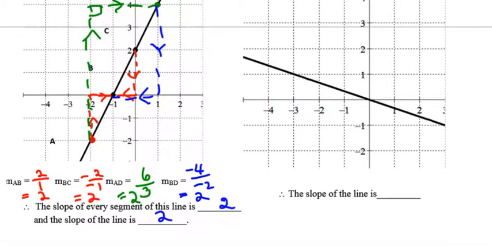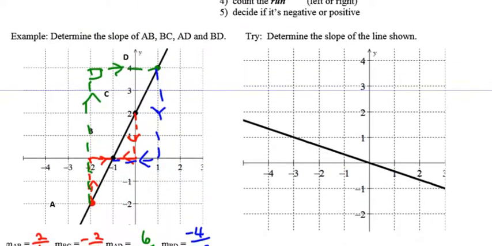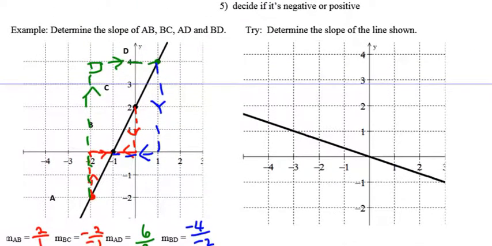Okay, so here's where I want you to pause the video and do the try. So the try is the same question. Determine the slope of the line shown. So you have to pick 2 points. You get to pick any points along the line. A line is made up of an infinite number of points, but be smart. Pick the ones that intersect the grid lines. Okay, good luck, and come on back when you're finished.